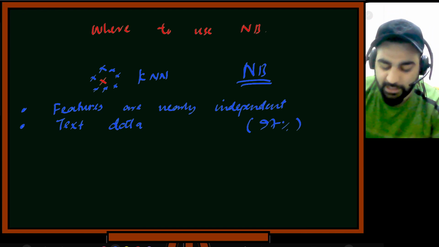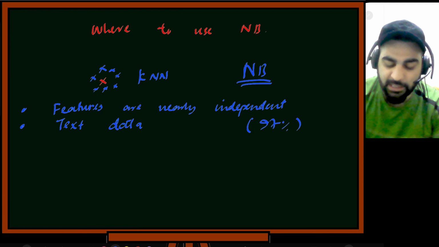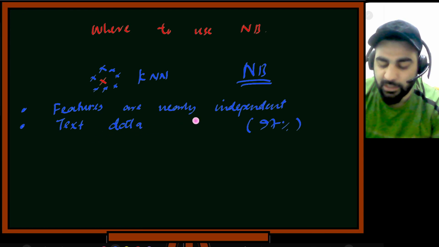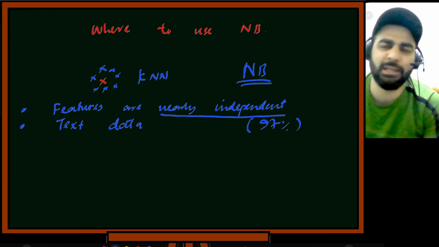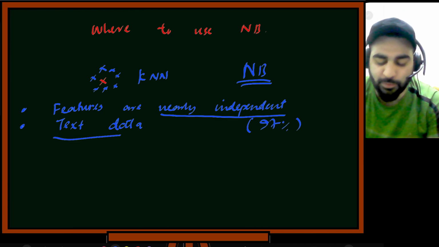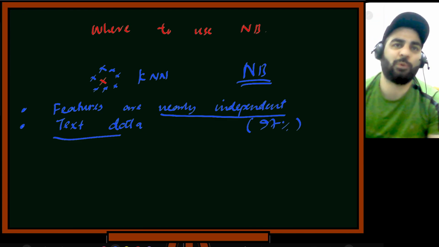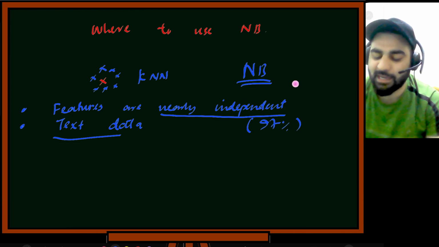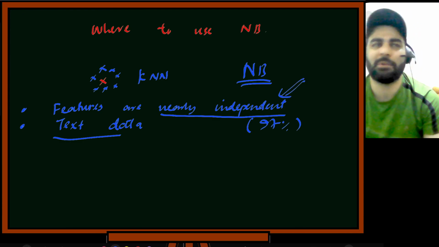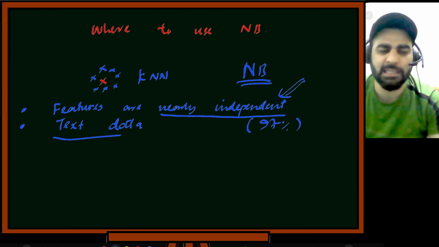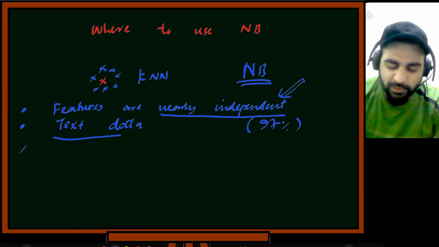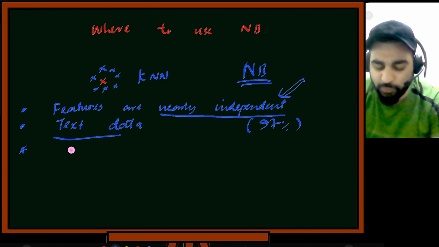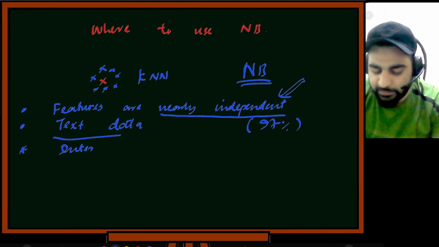But I'm saying that naive Bayes performance is really good when features are nearly independent, because you cannot assume that features will be fully independent. They'll be nearly independent sometimes, and it also performs well on textual data. What I have observed in my day-to-day life is that even if features are dependent but not highly dependent, naive Bayes still gives reasonable answers. And one more reason to use it is that it is used where interpretability is important.